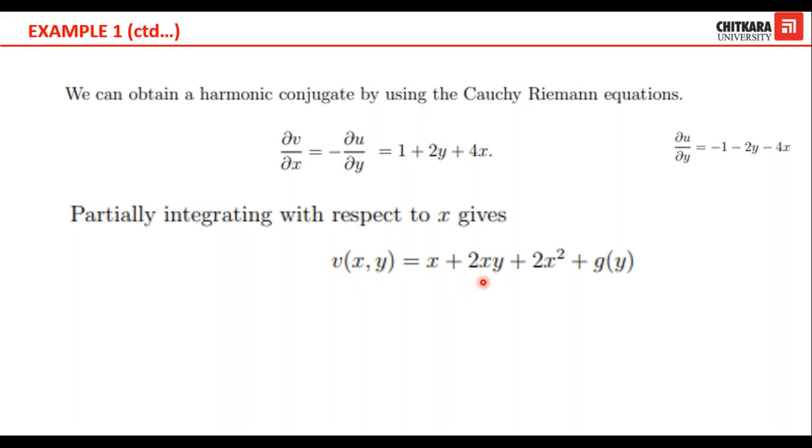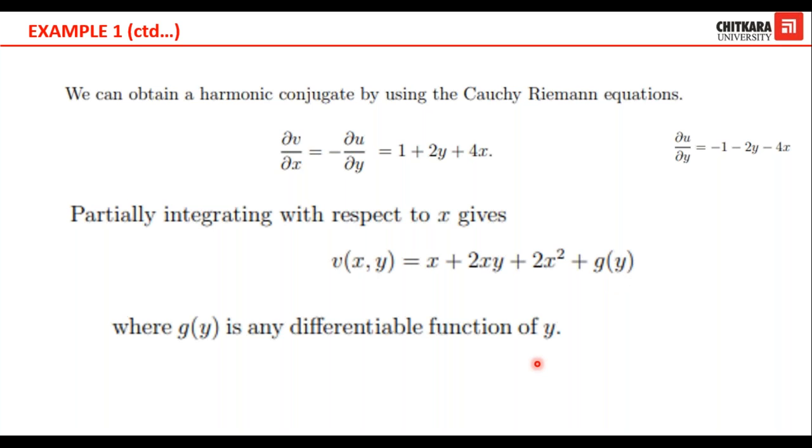So this is the expression for V. But you can see in this expression, this term is not known to us. You have to calculate this term g(y). If you get the value of g(y), you are done with the question, since you were supposed to calculate V. But still, you have to calculate the value of g(y). So how do we calculate it? I've already explained that g(y) is any function in y. So let's see how to get it.